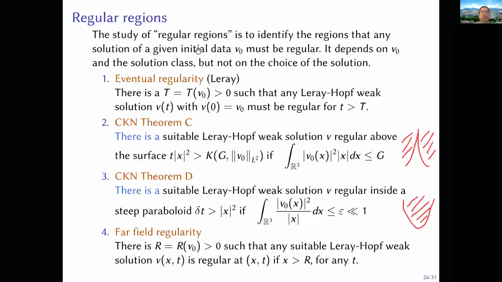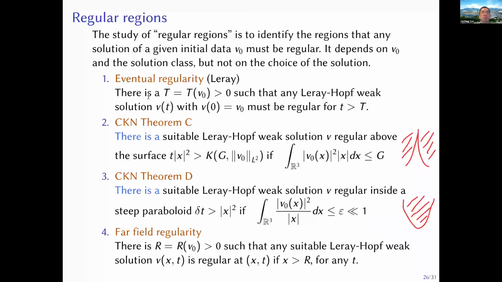So there are many examples. The first one is the eventual regularity in Leray's original paper. So there's a time T depending on initial data, such that any Leray-Hopf weak solution with this data must be regular for t bigger than capital T.